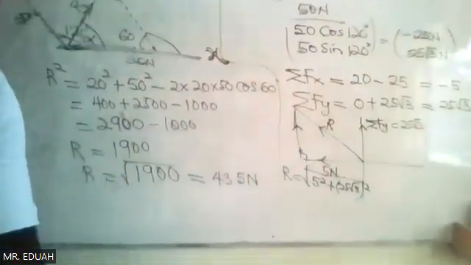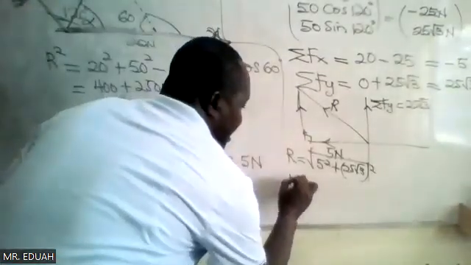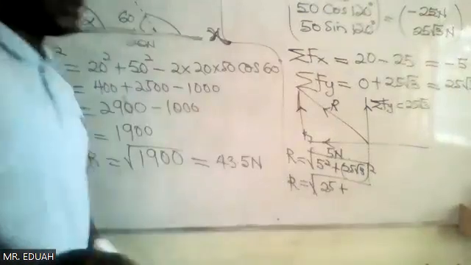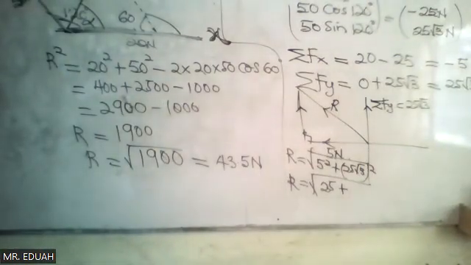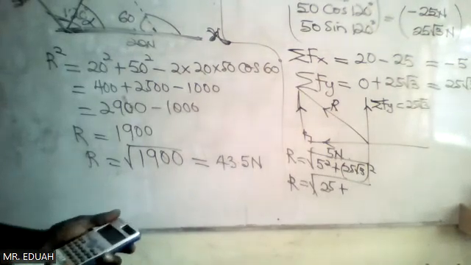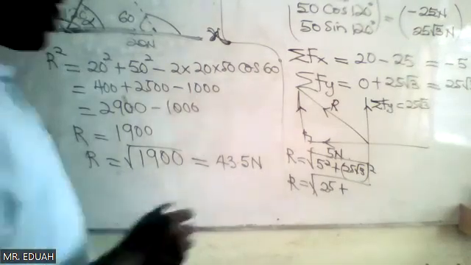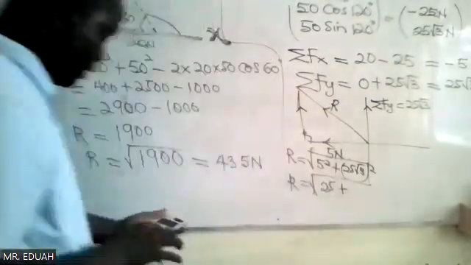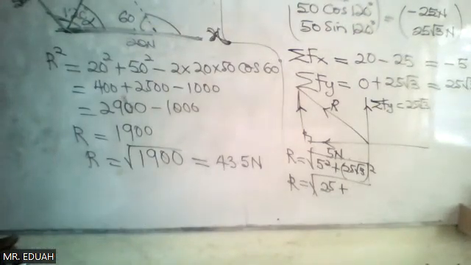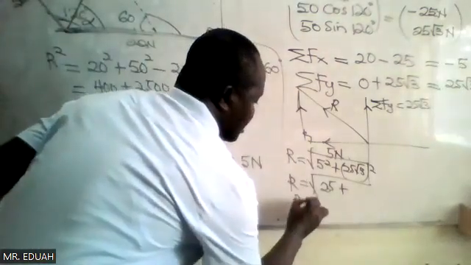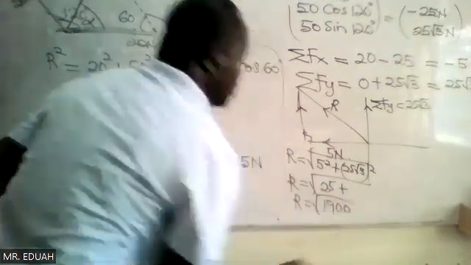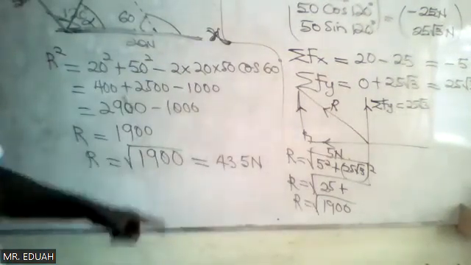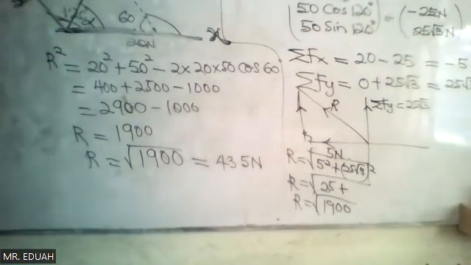Please, let's calculate that for me. R, 5 squared is 25. Plus, what is 25 squared? 625. Okay, times 3, 1875. So 1875 plus 25 is 1900. Once we have R being equal to the square root of 1900, it means we will have the same thing as a resultant. Please, is that okay? Class, is that okay?